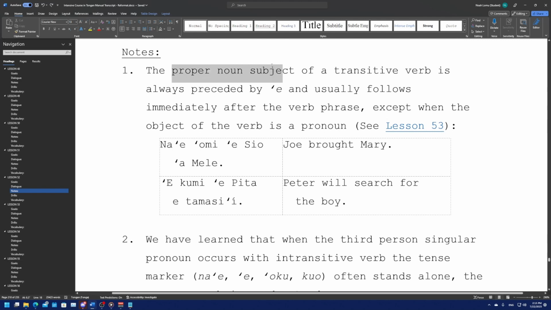So proper noun subjects of a transitive verb. So like sio. So it's not ejesio, right? Because that would not be a proper noun. That would be a common noun subject of a transitive verb. Yes. So when it's names, when it's a proper noun being the subject, it usually goes right after the verb.